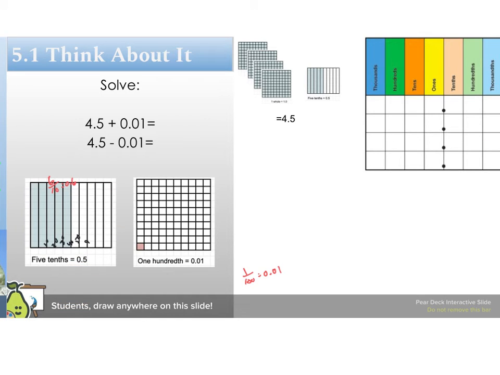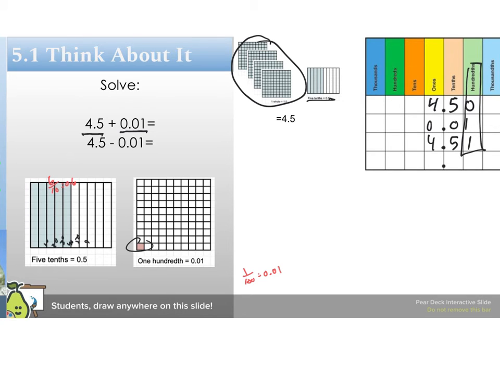Now, if we have 4.5 plus 0.01, it means that we have 4 whole ones and 5/10. I could write that in here, 4.5. If I'm only adding a 100th, then I'm going to need to add a 0 onto here, and I'm going to have 4.51. So I add up the same place values. I have to add up the hundredths place, and the tenths place together and the ones place together. So this would be 4.51.